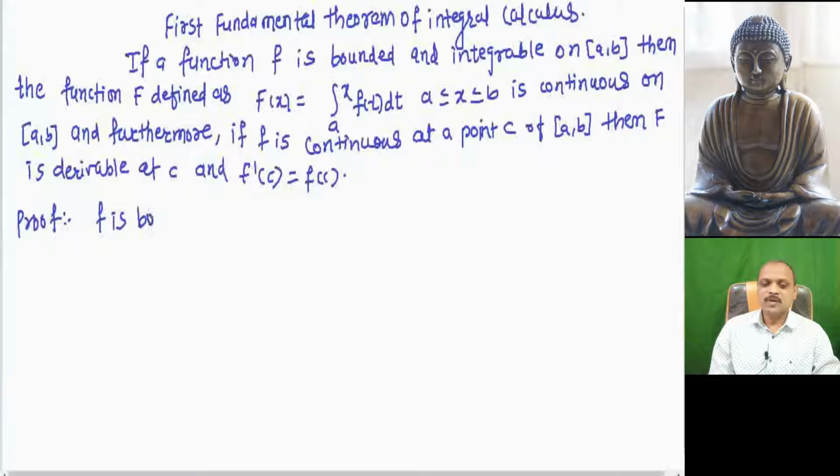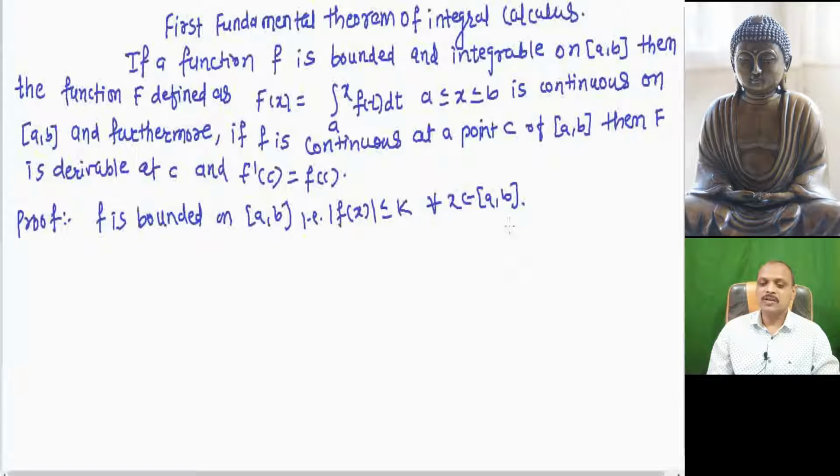We consider first f is bounded on closed interval [a, b]. That means all the values of this function f of x lie between capital K, where K is a real number, for all x belonging to closed interval [a, b]. Function is bounded, therefore there exists a real number K such that mod of f of x is less than or equal to K.